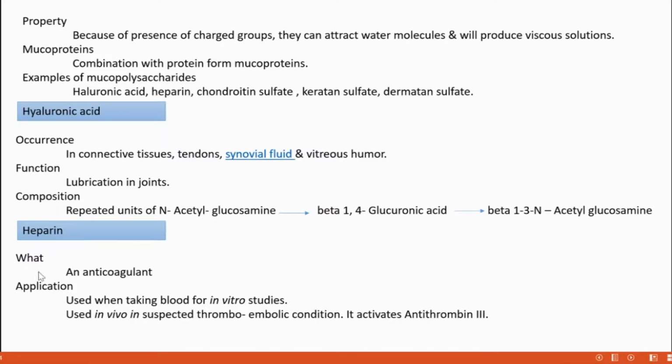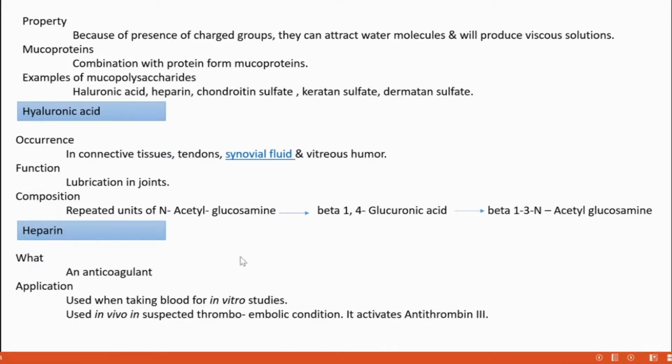Then heparin. We know that heparin is an anticoagulant that prevents blood clotting. Application: if we are taking blood for in vitro lab studies, we use heparin to prevent clotting. And also in vivo, inside the body, to prevent or eliminate thromboembolic conditions. Thromboembolic condition means formation of a clot inside the blood vessels. In that condition we also administer heparin to prevent or recover from such situations.